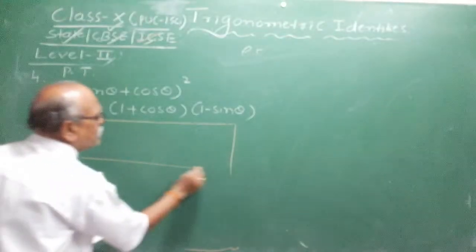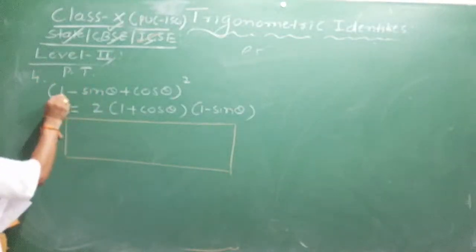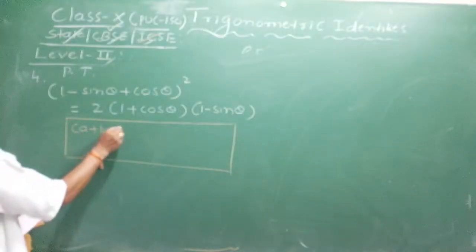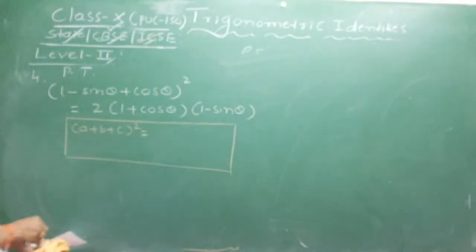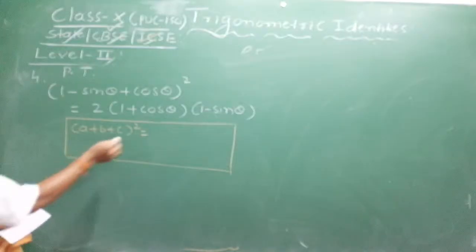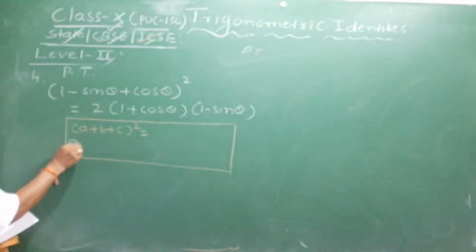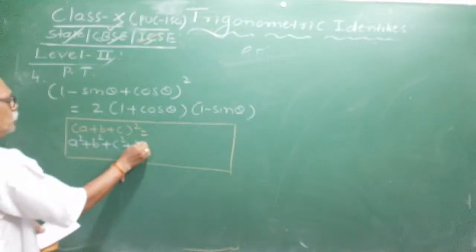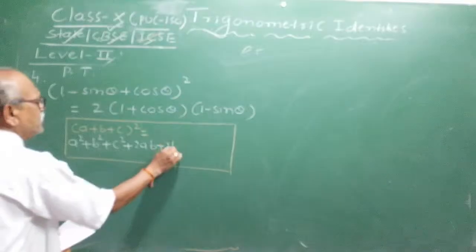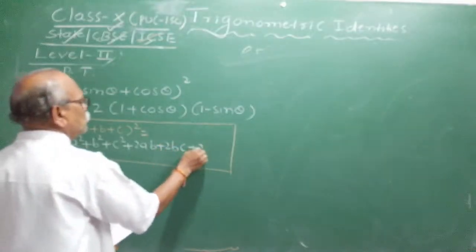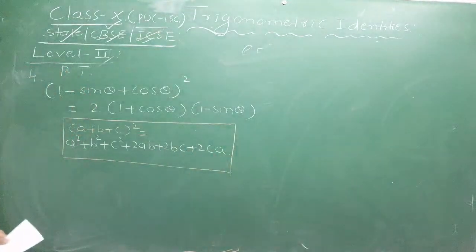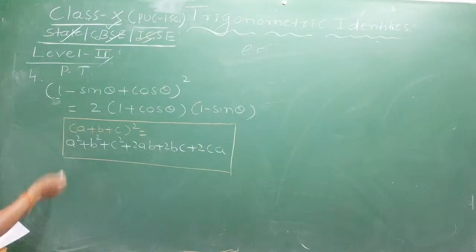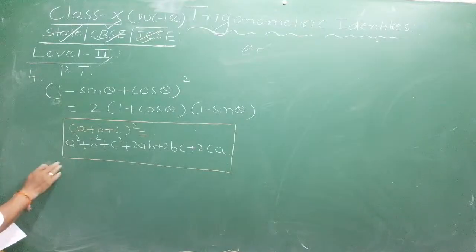The hint is, you know, A plus B plus C whole square is equal to, you studied in the 9th standard, A square plus B square plus C square plus 2AB plus 2BC plus 2CA. Right? You can take the LHS here. What is A in this case? Take the left hand side.